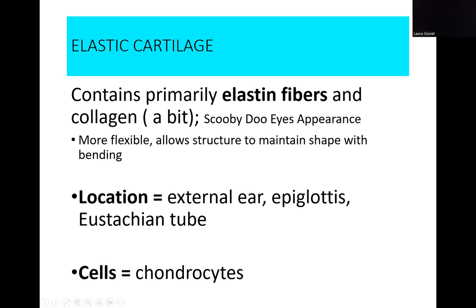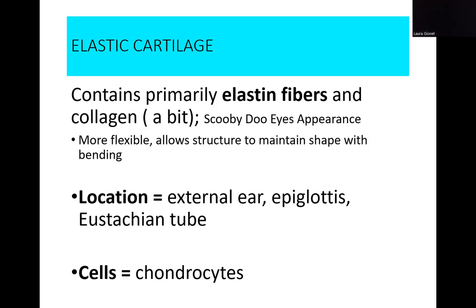Because remember Scooby-Doo, you'd always see him sitting in a closet or in the dark, and you'd have these two eyes peering out of the whole darkness. That to me is that contrast between the chondrocytes in the lacunae and the dark purple staining elastin fibers surrounding it. It is more flexible and allows the structure to maintain its shape when bending.